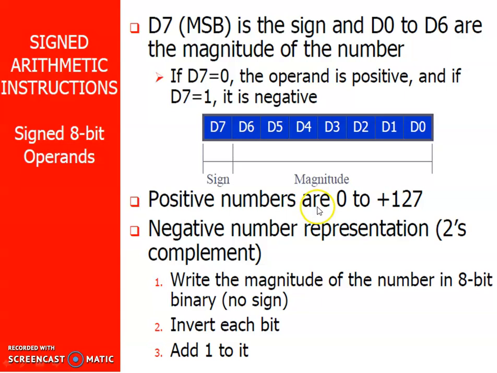So positive numbers are in the range 0 to plus 127, and negative numbers are in the range of 0 to minus 127. Okay. So 0 is neither positive nor negative. So negative numbers are represented in 2's complement. Here there are 3 steps to find out the equivalent value of a given negative number. First one is, you should write the magnitude of the number in 8-bit as it is, then invert each bit, then add 1 to it. So this is an important procedure.